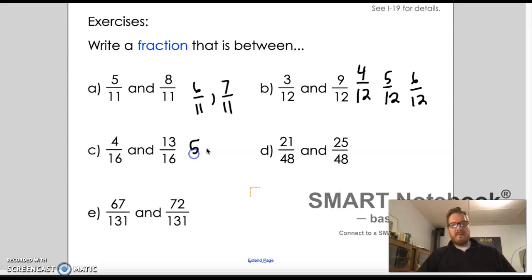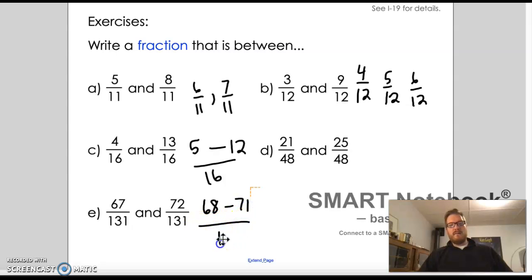And so it's anything from 5 through 12. And then make sure that you put whatever number you pick over 16. Between 21 over 48 and 25 over 48, anything that's 22 over 48 through 24 over 48. And this one, again, the range is quite large, so anything between 68 and 71 over 131.